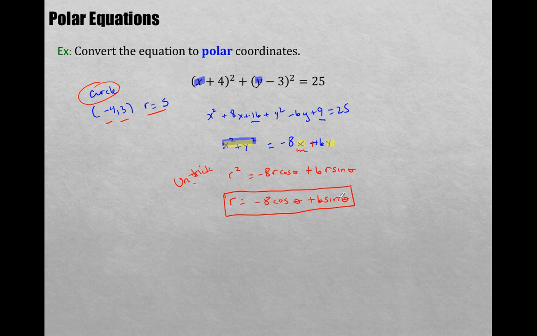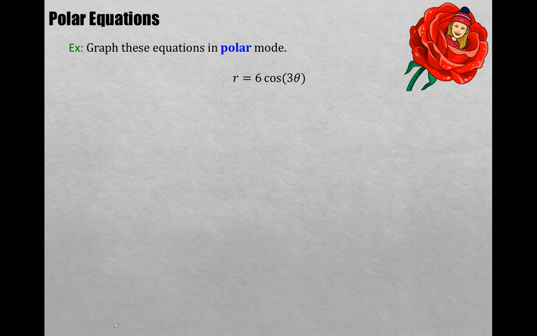I didn't recognize it in polars. I did recognize it in rectangular, but notice that in rectangular form, I don't have a function, and in polar form, I do. Right? The whole vertical line test, that's on rectangular. Crazy. Oh, look, I'm in a rose. Oh, how nice.